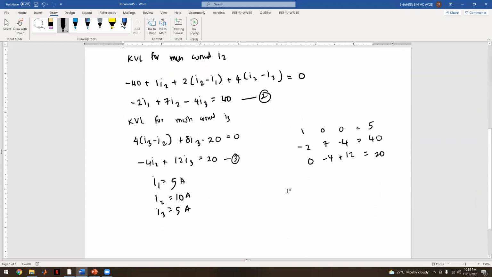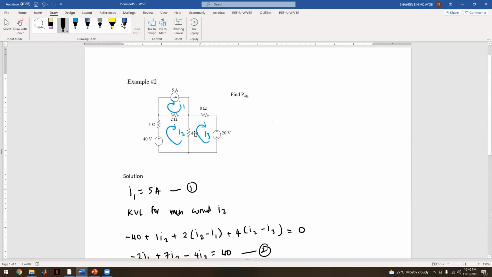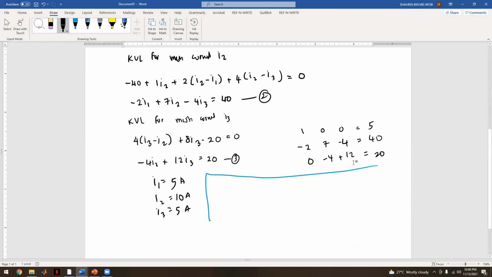Okay, so we have already obtained those values. So right now we go to the question. So find the power absorbed by 4 ohms. We assume that the current is flowing here like this, meaning that I2 is larger than I3. Just we assume. So power for 4 ohms, you can just use I square R.